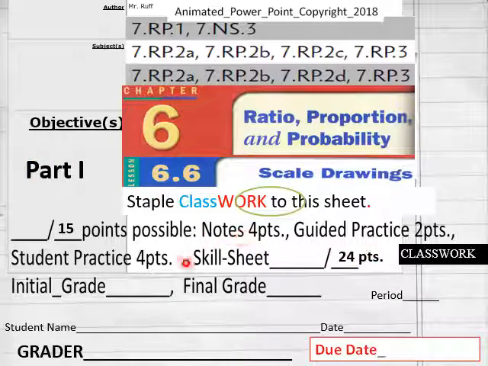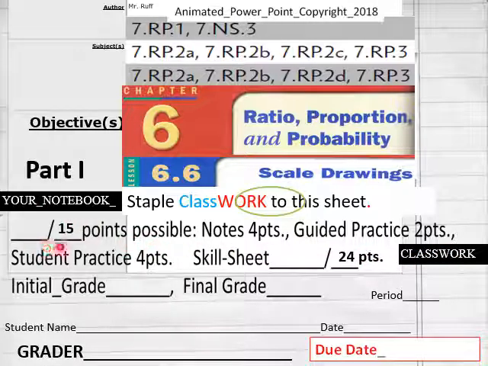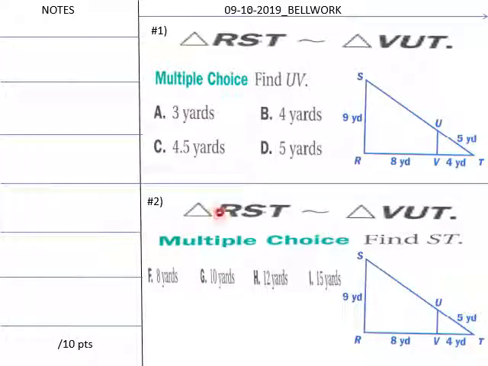Today's lesson is on scale drawing, 6.6 Part 1. We have a 24-point class worksheet today. If you don't have that one, email me for that. And then we have 15 points worth of notebook taking today.